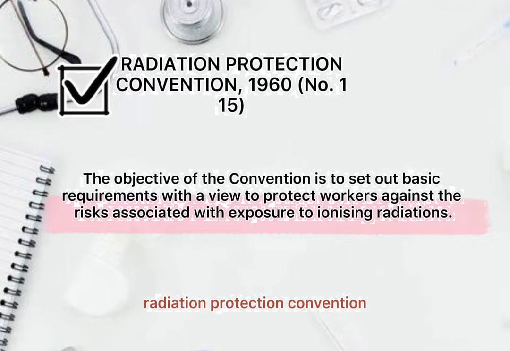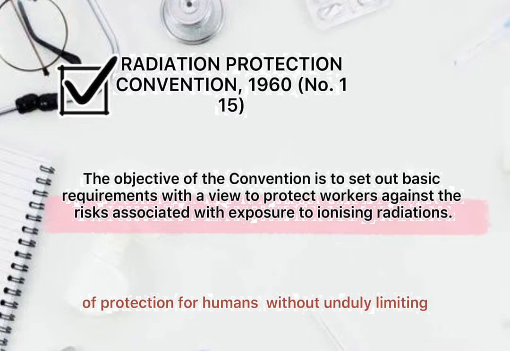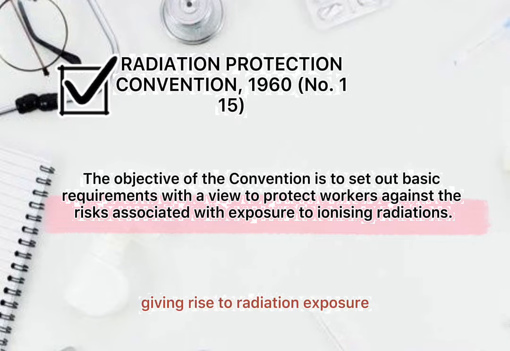Radiation Protection Convention. The objective of the convention is to set out basic requirements with a view to protect workers against the risks associated with exposure to ionizing radiations. In terms of radiation protection, it refers to the workplace's safety, which will protect them from any risk that could harm them. The purpose of radiation protection is to provide an appropriate level of protection for humans without unduly limiting the beneficial actions giving rise to a radiation exposure.